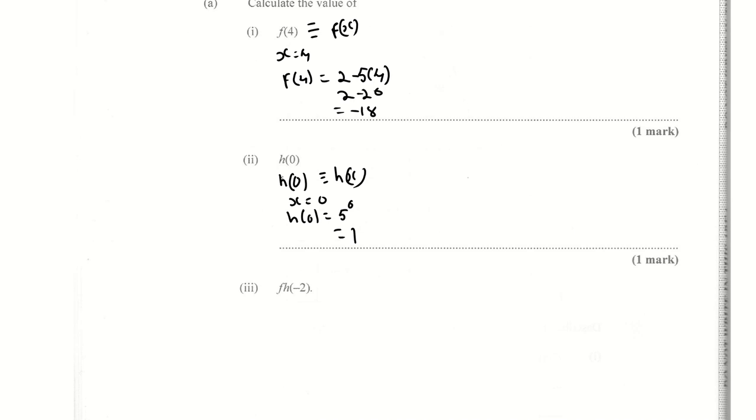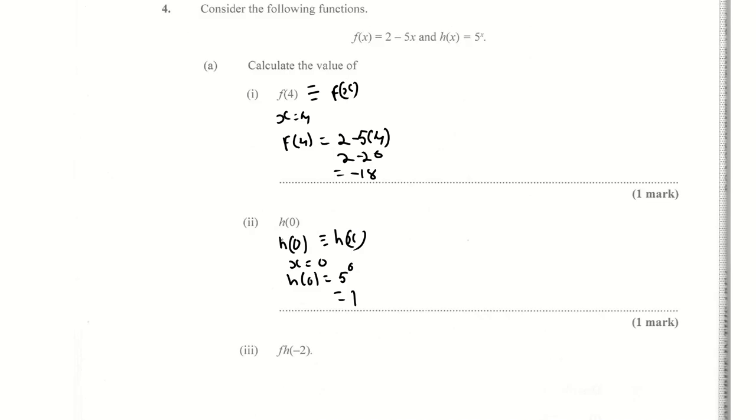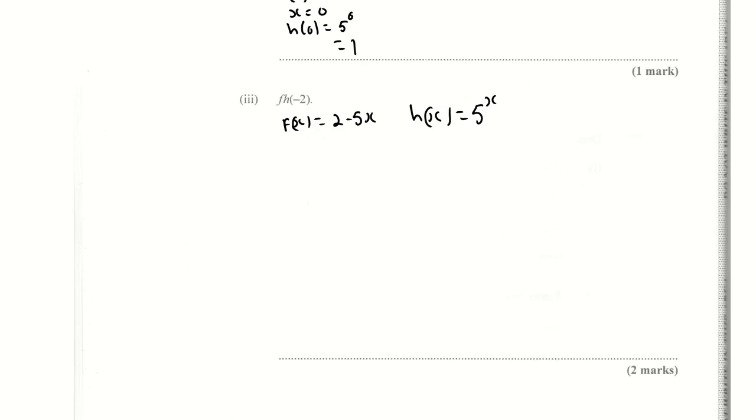Alright, and then this last one is a composite function. So let's just look at it. I am going to write it. F of x is equal to 2 minus 5x. H of x is equal to 5 to the power of x. Right? So when you have a composite function like this, what I like to do is I like to separate the two functions. So I have f of h of minus 2.